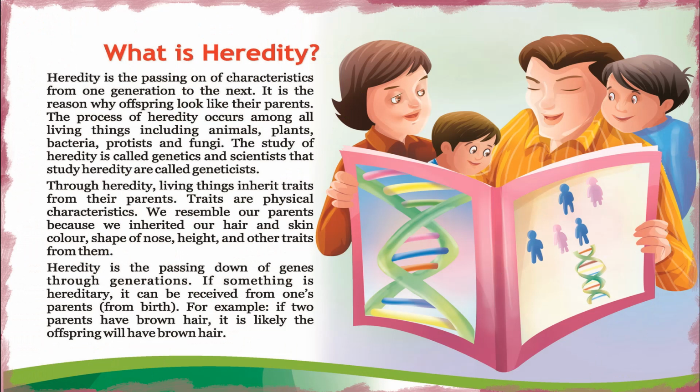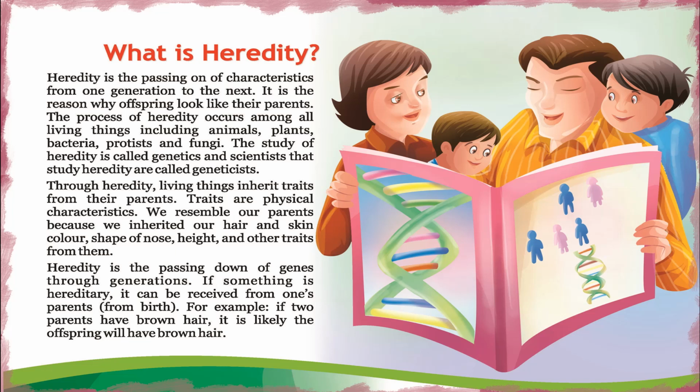What is heredity? Heredity is the passing on of characteristics from one generation to the next. It is the reason why offspring look like their parents. The process of heredity occurs among all living things, including animals, plants, bacteria, protists, and fungi. The study of heredity is called genetics, and scientists that study heredity are called geneticists. Through heredity, living things inherit traits from their parents. Traits are physical characteristics. We resemble our parents because we inherited our hair and skin color, shape of nose, height, and other traits from them.